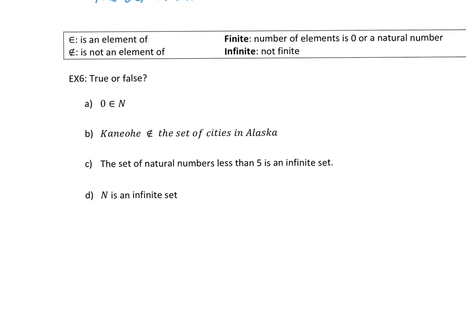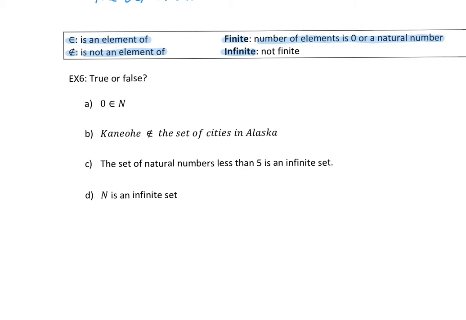A symbol you may not have seen is this weird looking E. So that translates to is an element of. And then the E with a slash, it makes sense to say that that means is not an element of. There's two types of sets. There's a finite set and an infinite set. Finite sets just means that we can count the number of elements in the set. So the number of elements is either 0 or a natural number. So the empty set would be finite. It has 0 elements, right?